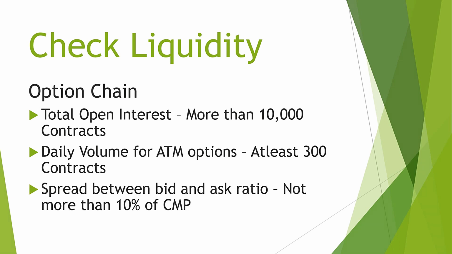The third criterion is about the spread between bid and ask. The spread should not be more than 10% of the current market price in any situation. For example, if the option price is 70 rupees, then the difference between ask and bid should not be more than 7. These are very important criteria. Following these criteria will lead us to 25 or 30 scripts which can be traded in options. This is a very good number of scripts for option trading and one should limit to as few scripts as possible.